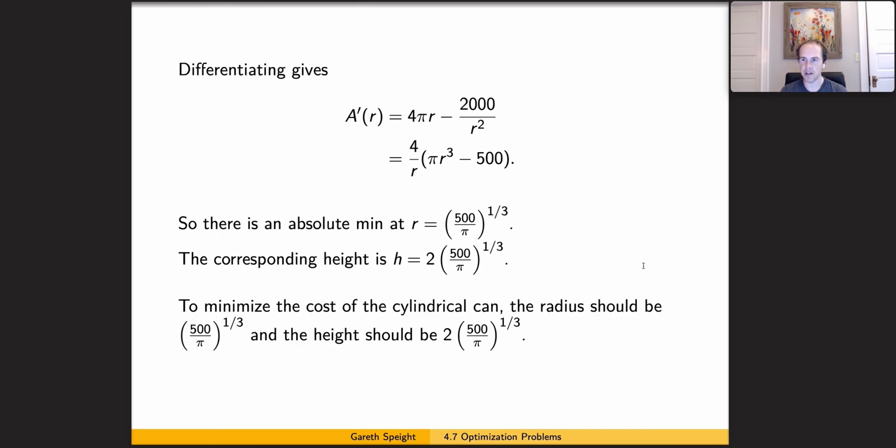Okay, so that about wraps it up. Just remember, what are the steps? We're given a word problem. Introduce some notation, maybe draw a picture if it's helpful. Write a formula for the thing you want to maximize or minimize. Use a constraint to write that in terms of only one variable. Decide what your domain is. Then use calculus to find the max and the min, or max or min, depending on the problem. And then at the end, interpret in terms of the original problem and make sure you answer the question you were asked.